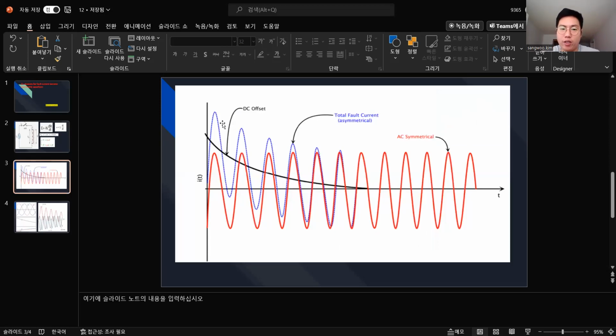So what I meant is, look at that. Asymmetry, the blue waveform. Why did it happen? The red one is symmetrical, right? But blue is the fault current. Why did it happen asymmetrically? And what does it mean, DC offset? And why did it happen like this? So I will explain, okay? Let's move on.